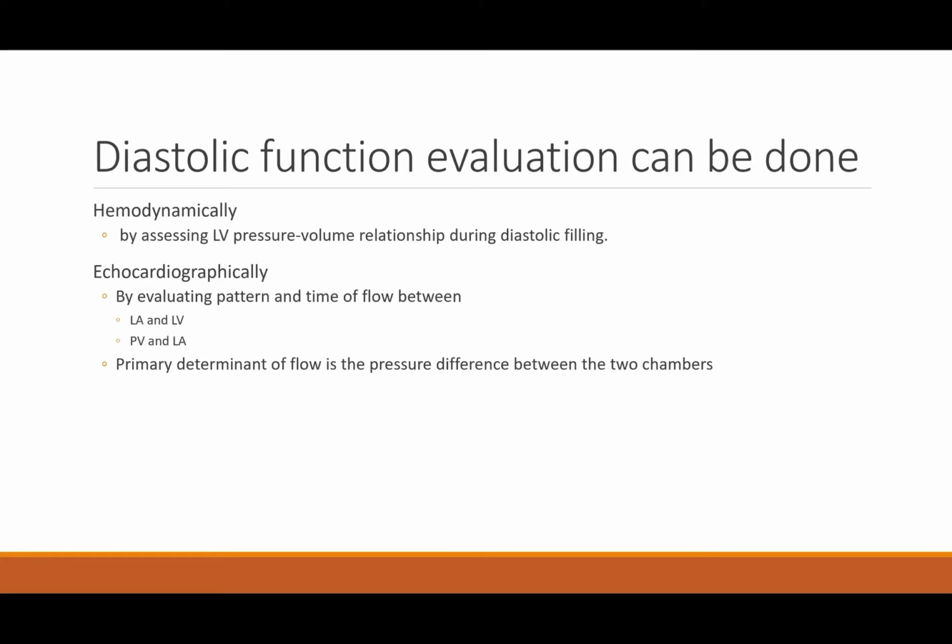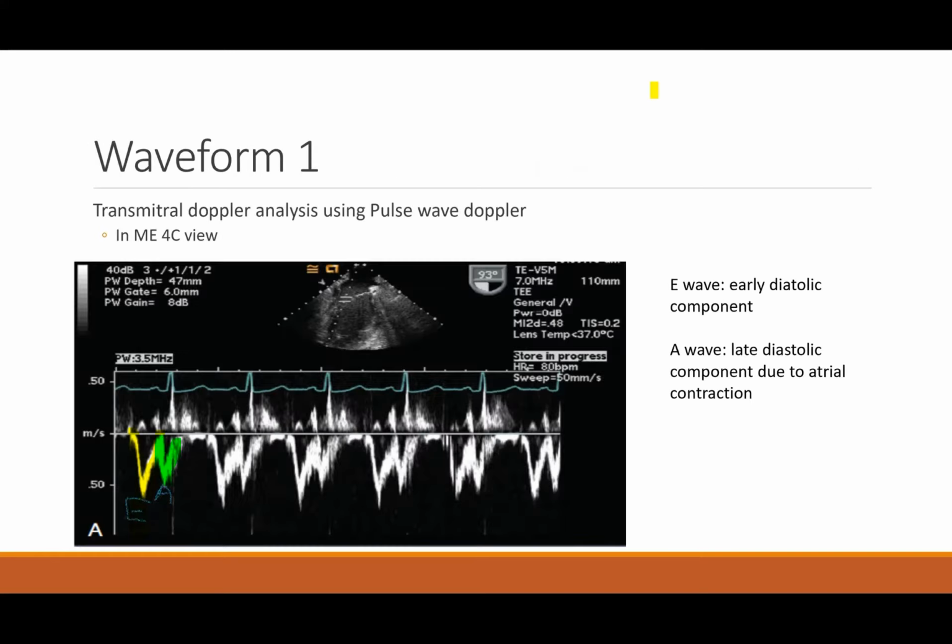So in this session, we will be trying to understand the normal waveforms in a normal diastolic function. So we will see what waveforms are used. One is the transmitral Doppler analysis using pulse wave Doppler. Usually it is done in the mid-esophageal 4-chamber view in transesophageal echocardiography. We have to position the pulse wave Doppler. A small sample of blood flow will be taken at the level of the mitral valve, and we should make sure that the flow of blood is parallel to the Doppler waveforms.